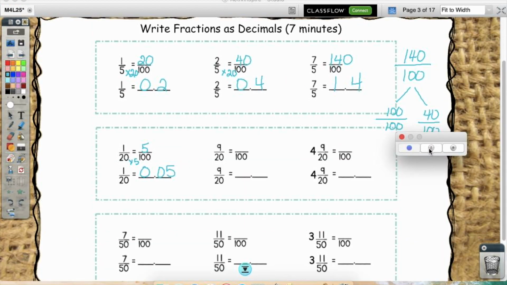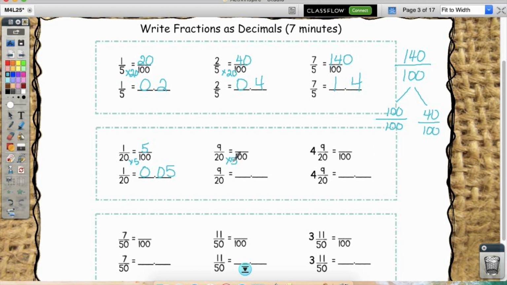All right, table 4. So 20 times what equals 100? 5. Table 4 is back there, sorry. Alicia? 9 times 5 is 45. Okay. How am I going to write 45 hundredths? 0.45. Okay. All right. What are we ready for?